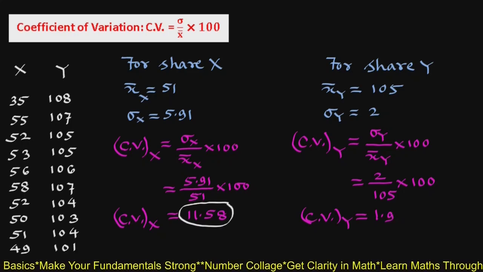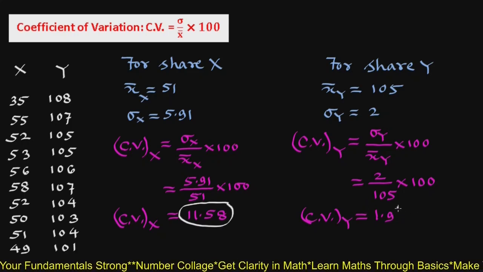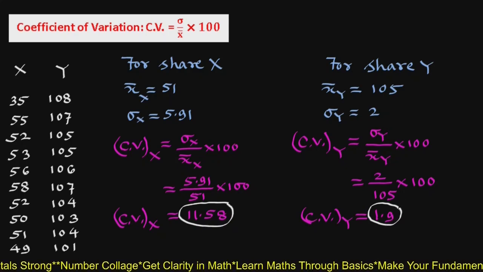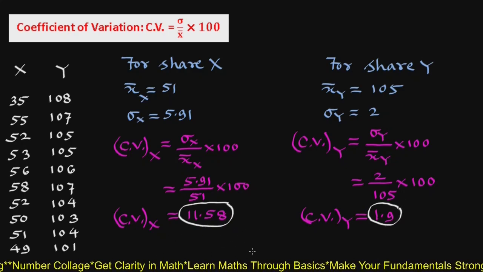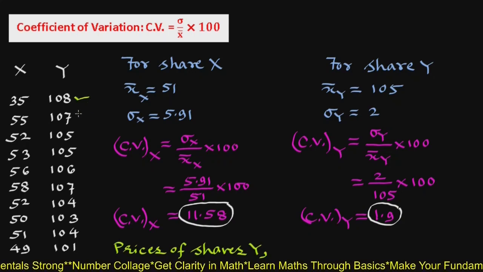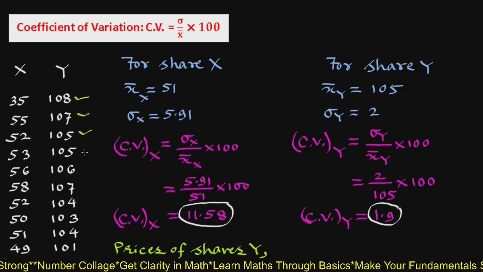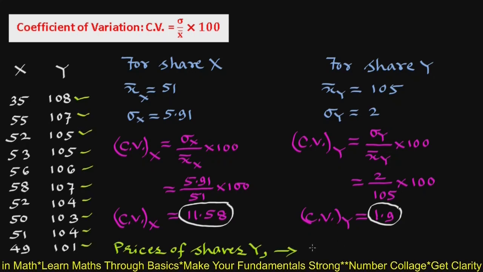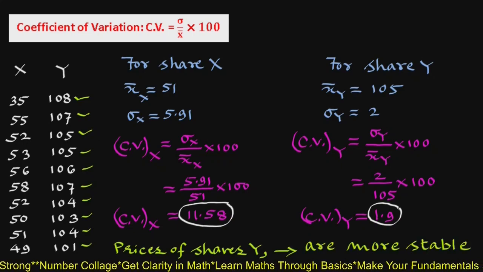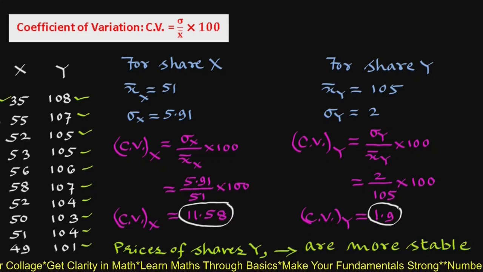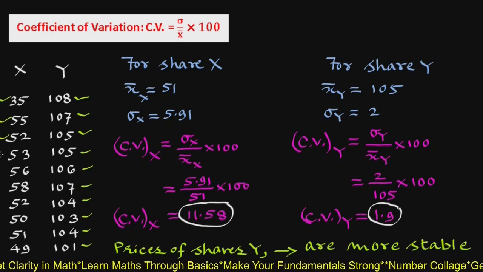Here, since coefficient of variation of prices of share X is greater than the coefficient of variation of prices of shares Y, which is 1.9, we can say that the prices of shares Y, which are 108, 107, 105, etc., are more stable than the prices of shares X, which are 35, 55, 52, etc.